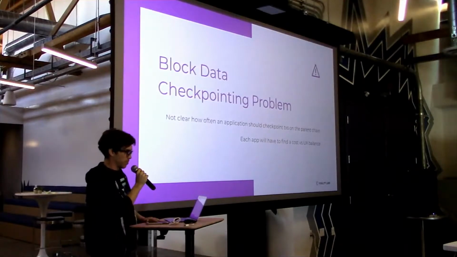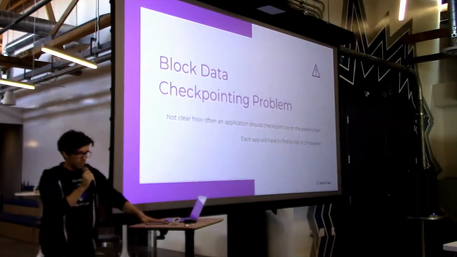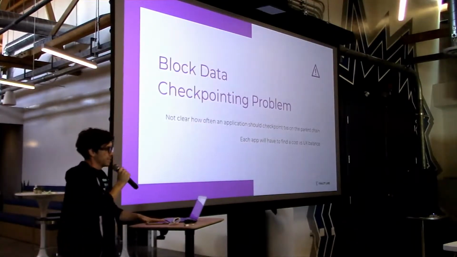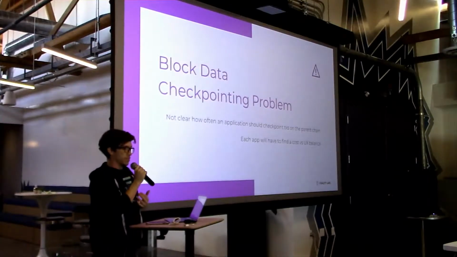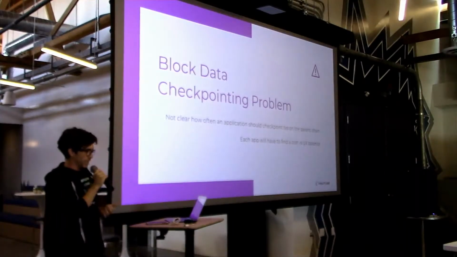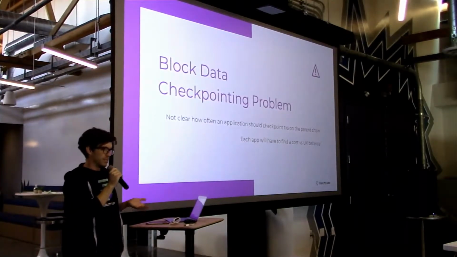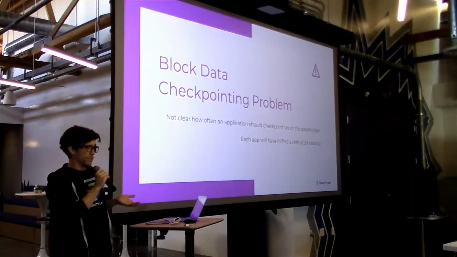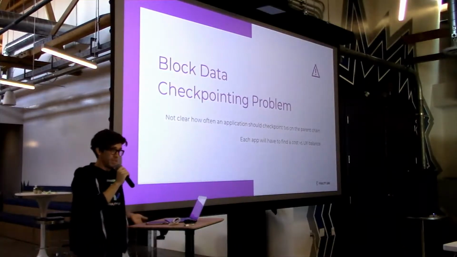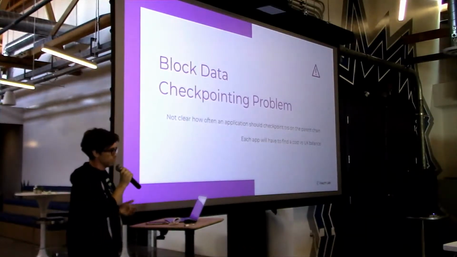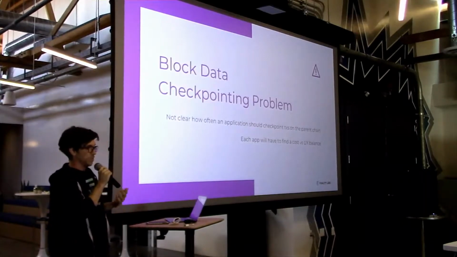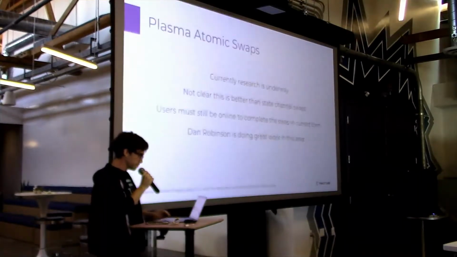So there's a potential block data checkpointing problem in Plasma, where it's not clear how often you should checkpoint the data onto the chain. It's kind of a trade-off for every application. Each application will have to find its cost versus UX balance. So how user-friendly is this versus how much am I spending to make it user-friendly? The more you checkpoint, the more user-friendly it is, but then you're spending more money to do so.